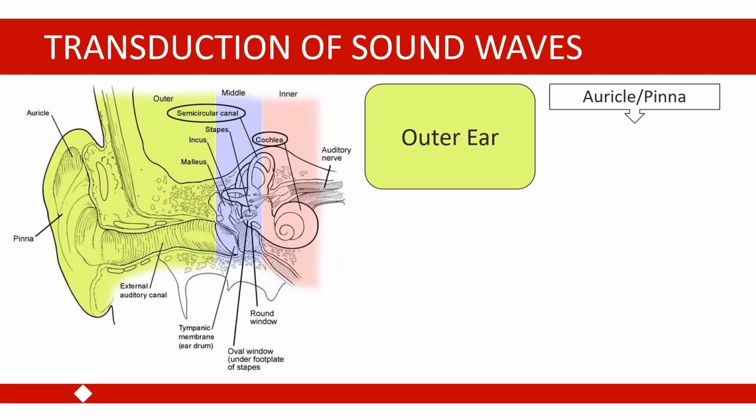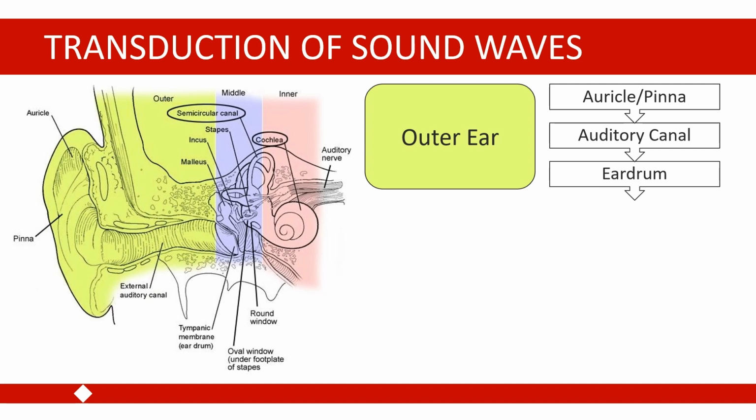First, sound waves in the environment are funneled through the auricle and the pinna into the auditory canal. So those sound waves are funneled into a smaller area. They become magnified. These sound waves travel down through the auditory canal until they reach the eardrum. The eardrum is a thin membrane between the outer ear and the middle ear, and when these sound waves reach the eardrum, they cause the eardrum to vibrate. So this is the point in the transduction of sound waves where these waves are turning from sound waves in the air into physical vibrations in the ear.